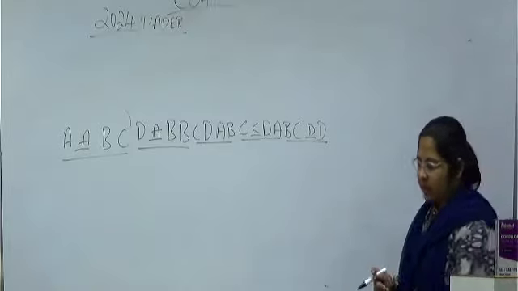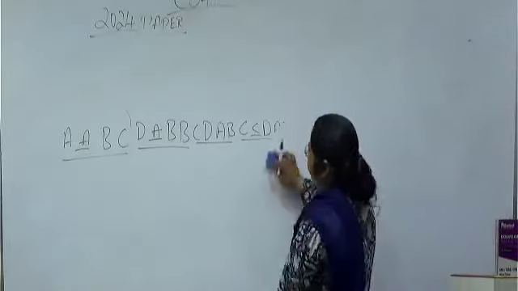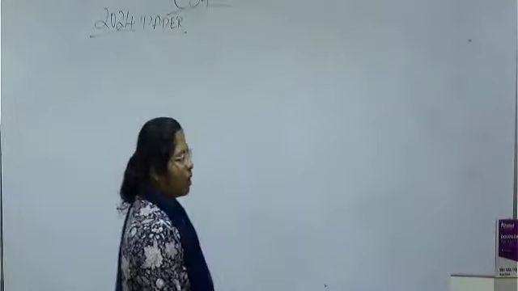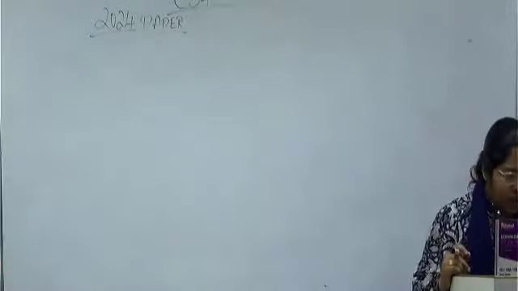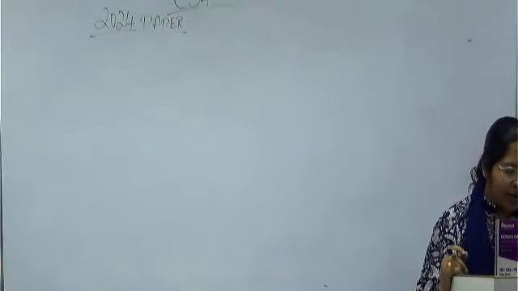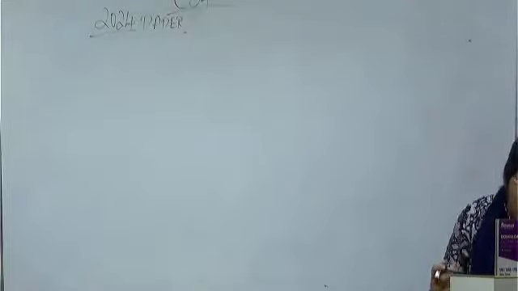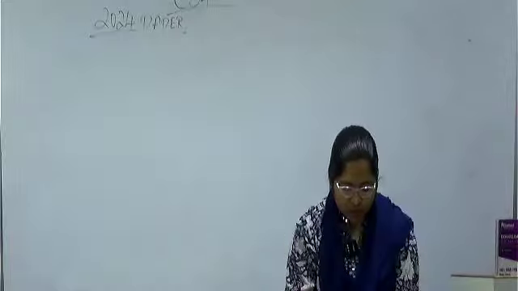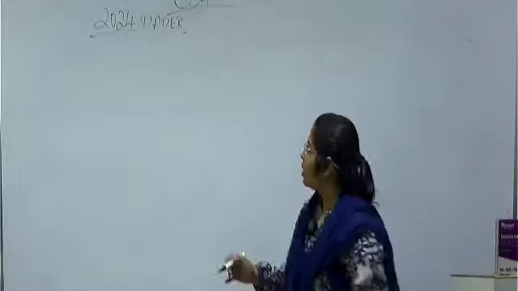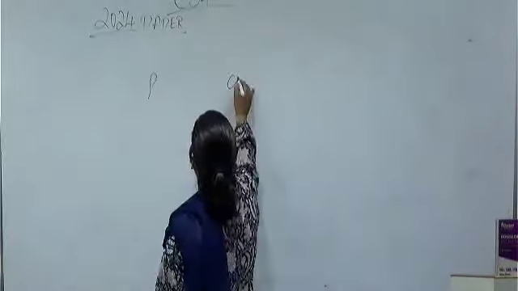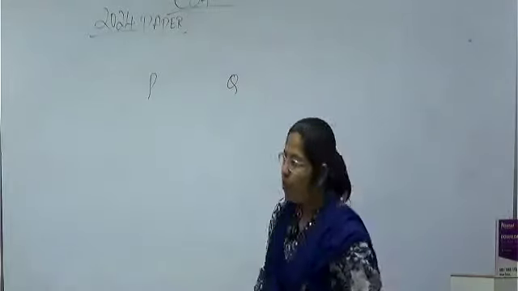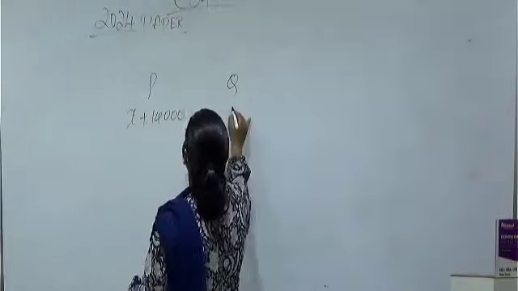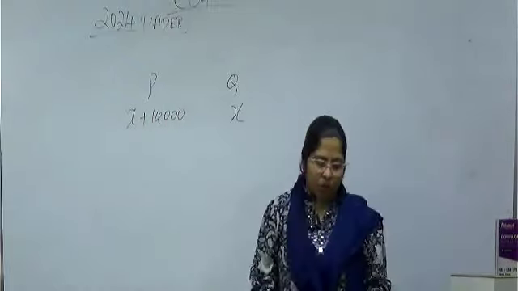Question number 25, please. 2.5 marks. This question was also easy. Two persons P and Q enter into a business. P puts in 14,000 more than Q. There are two people, P and Q, both getting into a business. Who is putting in more here? P is putting 14,000 more than Q, right?